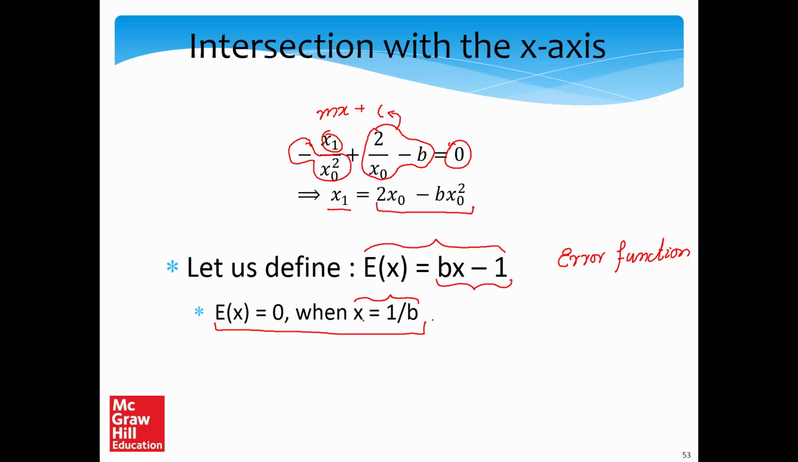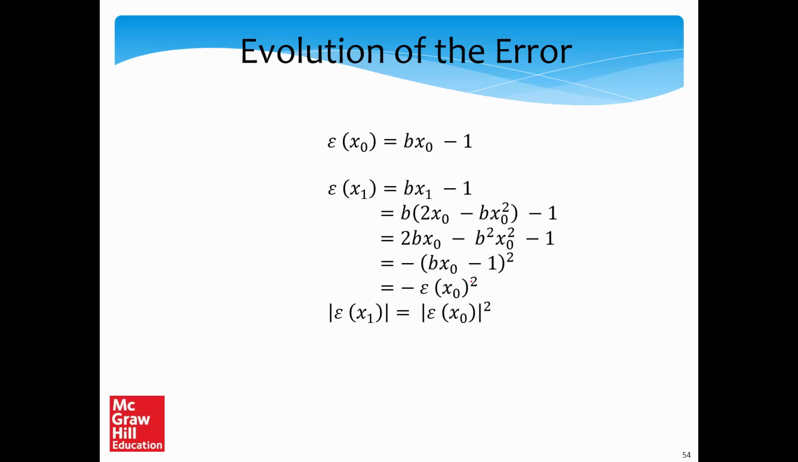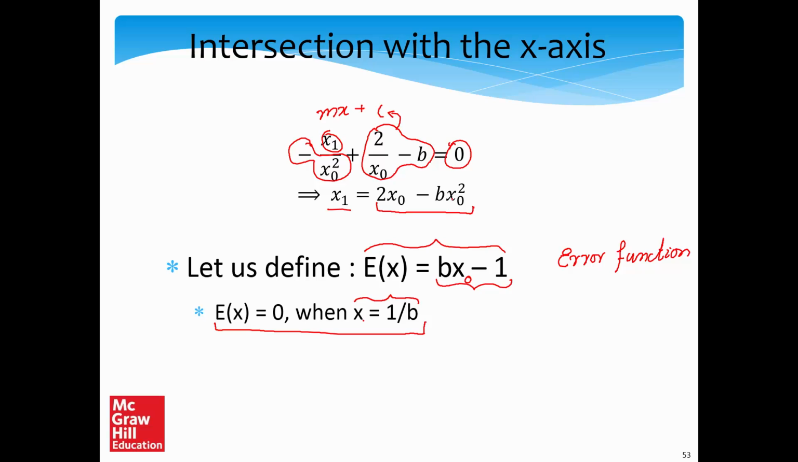So what is the initial error? The initial error at point x0 is bx0 - 1. That is the initial error. What is the error after we reach point x1? It is bx1 - 1. Since this is what x1 was computed to be, if we go back, we'll see that x1 was computed to be this expression.